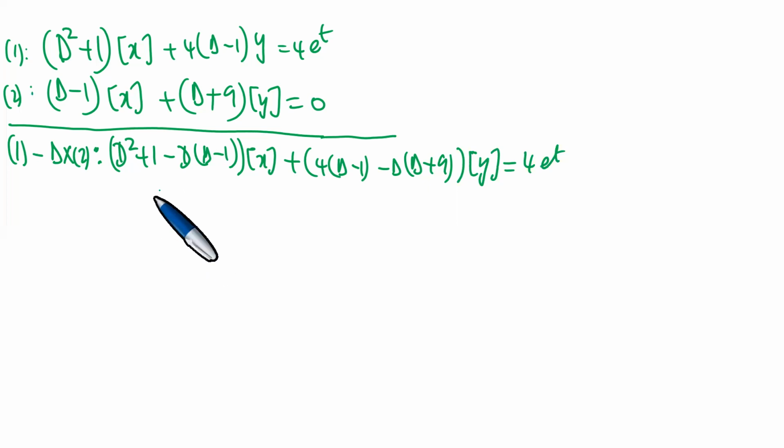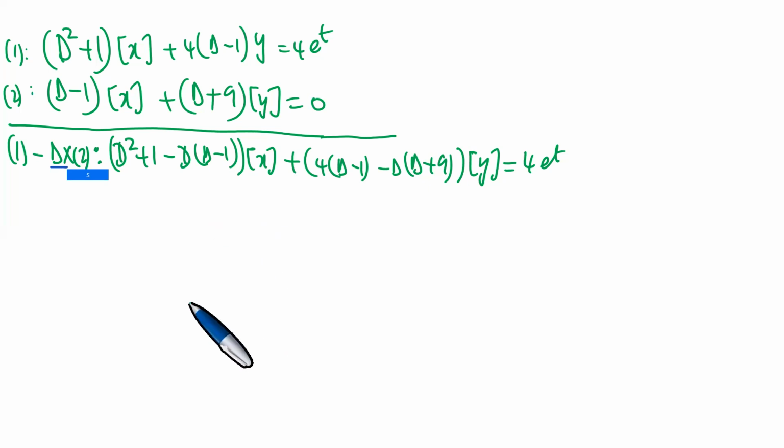What is this? Let's simplify this. So this one is d squared minus d squared, zero. And then we have 1 plus d, which is actually d plus 1.